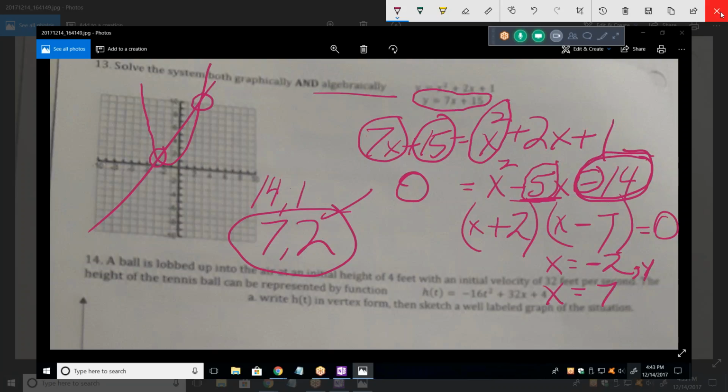So what's the y that goes with the -2? Well, plug in -2 into this equation that I've circled and solve for y. That's all you do. It's real simple. So, 1. Okay. Now give me the y that goes with 7.